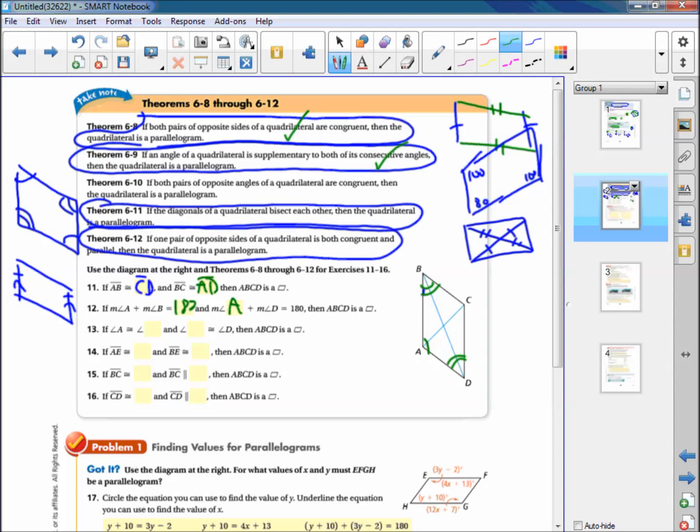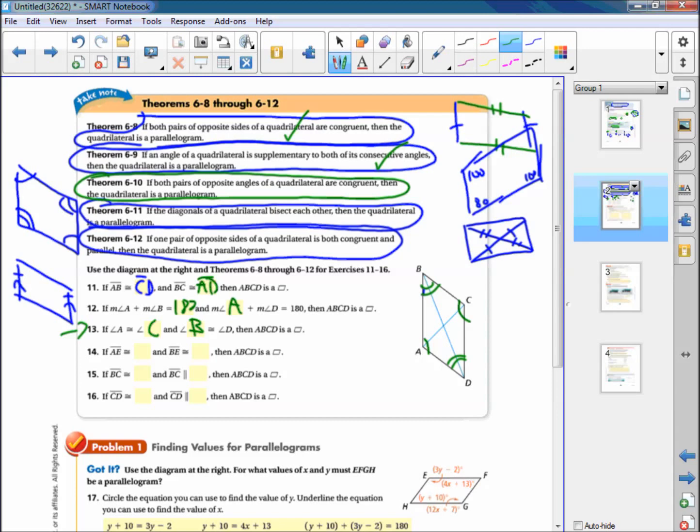All right. If angle A is congruent to some other angle, and angle something is congruent to D, then we have a parallelogram. And this is using theorem 6-10. If both pairs of opposite angles of a quadrilateral are congruent, then we have a parallelogram. A is opposite of C, so these two have to be congruent. And B and D are opposite each other, so these two have to be congruent.